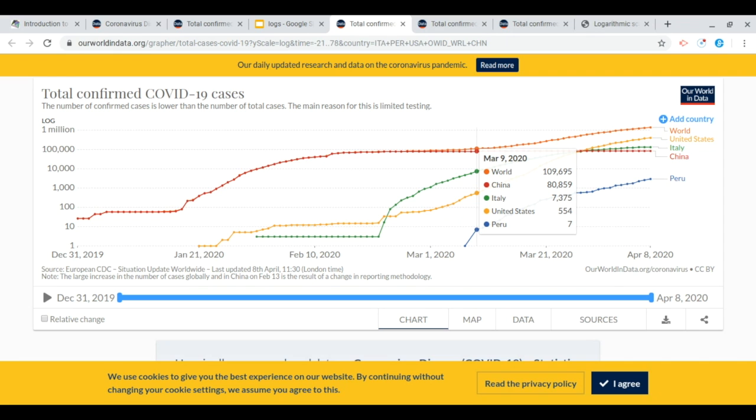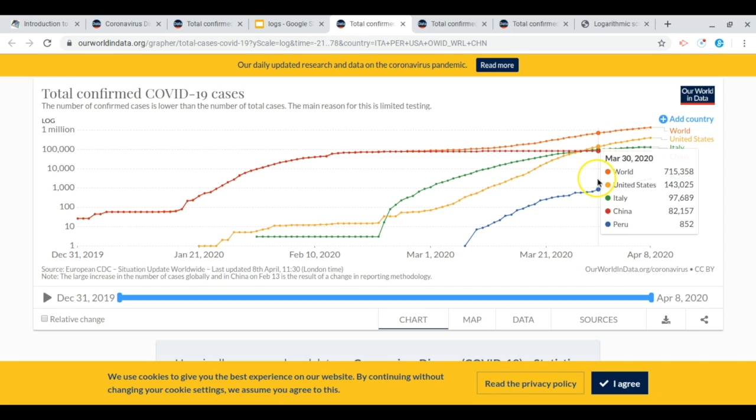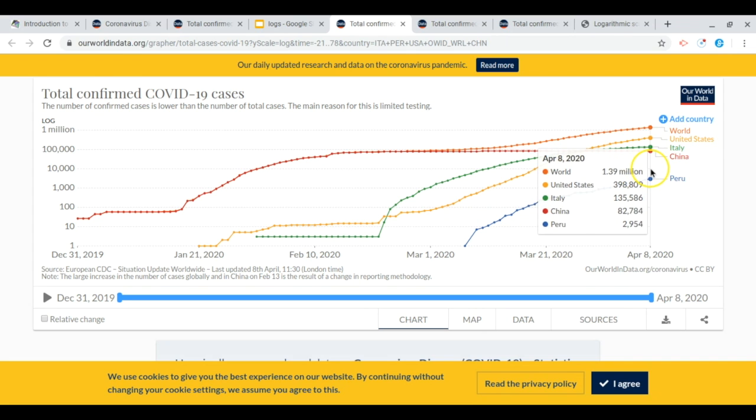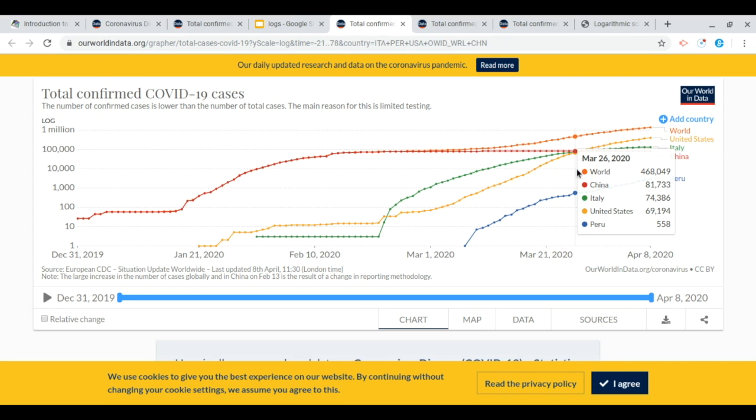I think these types of graphs are really useful here, but in order to understand them, you've got to make sure you understand the scale, right? So remember, it's a logarithmic scale. So from 1 to 10 is the same distance as from 10 to 100, which is the same distance from 100 to 1,000, from 1,000 to 10,000, 10,000 to 100,000, and 100,000 to 1,000,000, okay?